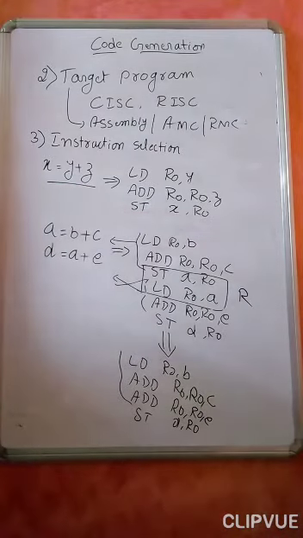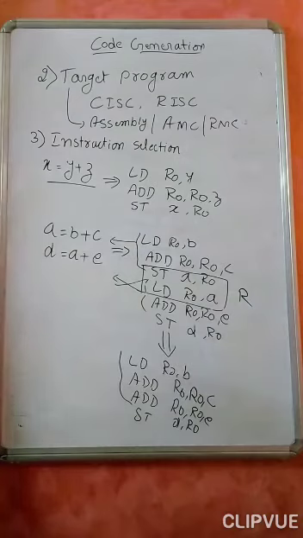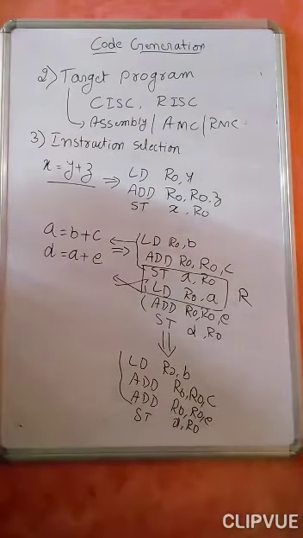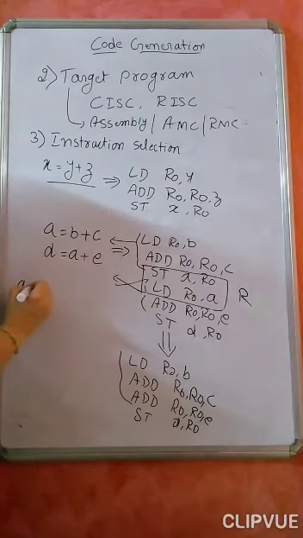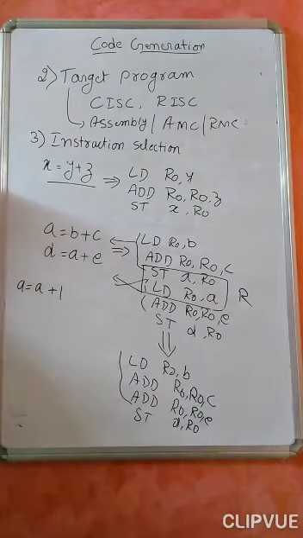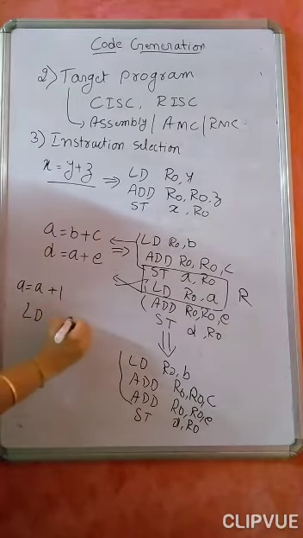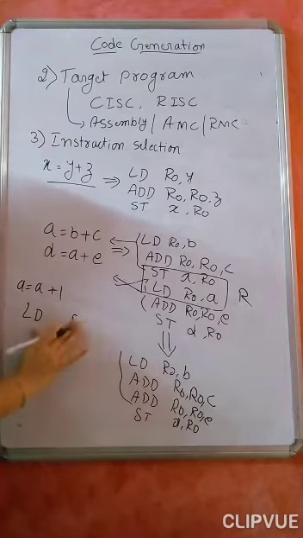Like that, the selection of the instruction set is also very important. Now consider one more example: A is equal to A plus 1. How will I do this one? That is LD. Whatever is there in A, load it into R0.